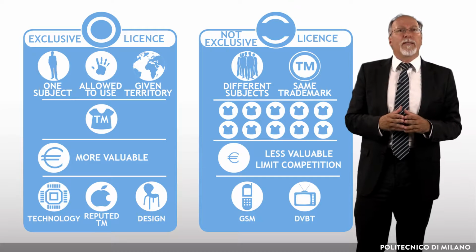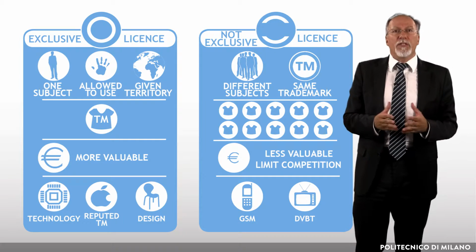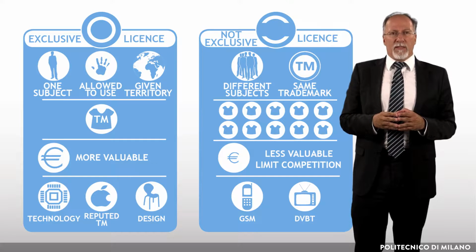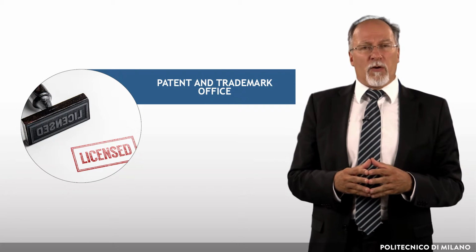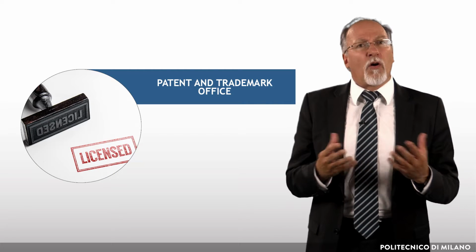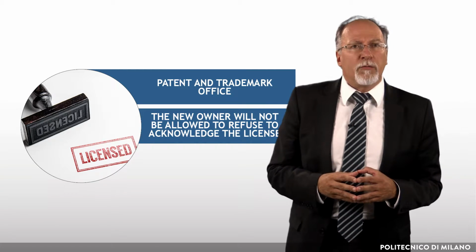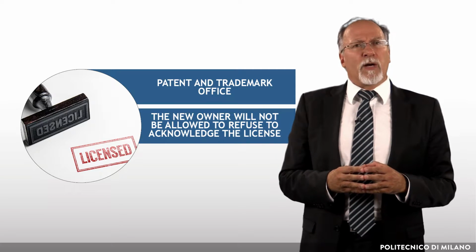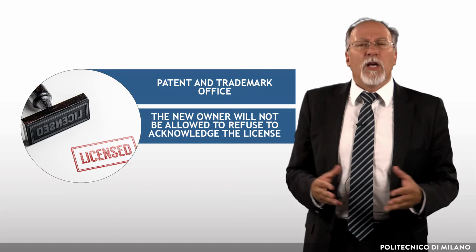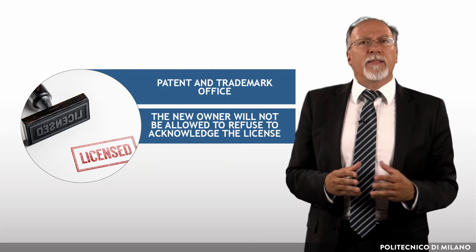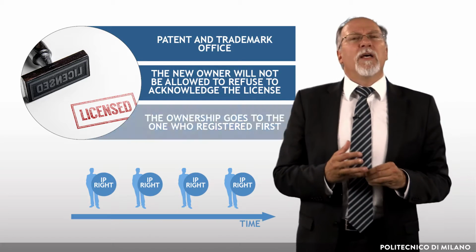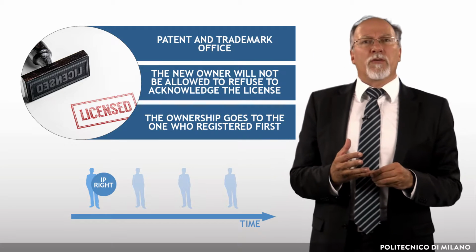At the opposite, patents on standard technologies like GSM or DVB-T, for example, are widely granted on a not exclusive basis. A license should normally be registered at the Patent and Trademark Office. If a trademark is then sold, the new owner will not be allowed to refuse to acknowledge the license. Also, the ownership of an IP right such as a patent, a design or a trademark should be registered at the Patent and Trademark Office. If the IP right is fraudulently sold to more than one subject, the ownership goes to the one who registered first.